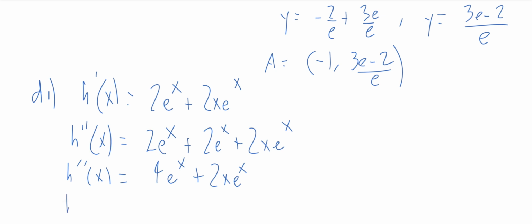And the format that they wanted the solution given was factorized. So you take out e to the x as a factor. So e to the x brackets 4 plus 2x. And then you can just rewrite that with e to the x on the other side of the bracket.